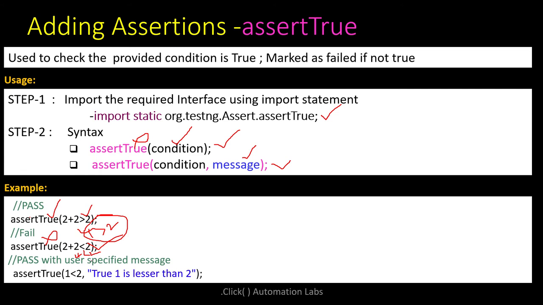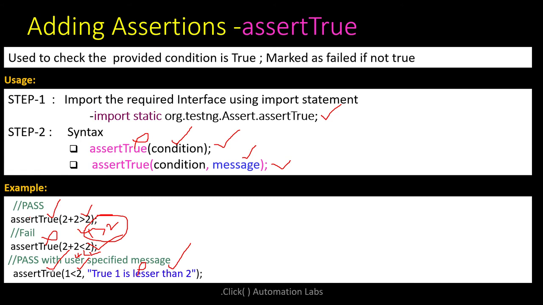And if you want to mark it as failed with some user-defined message, then you can use this method. Assert true 1 less than 2, isn't it true? So this will pass, but this message won't be entered. It won't appear in your result file.